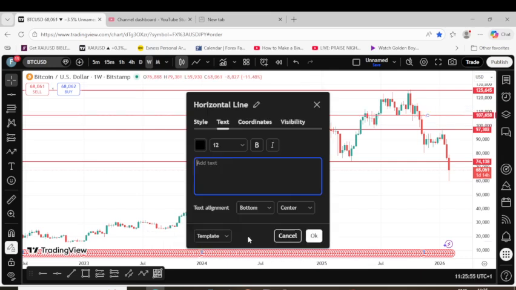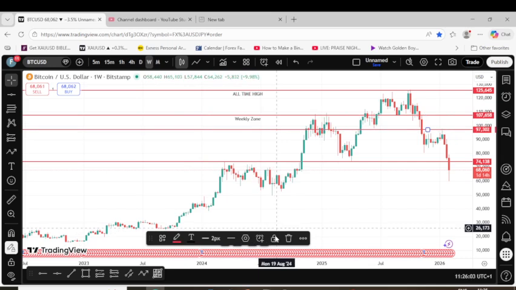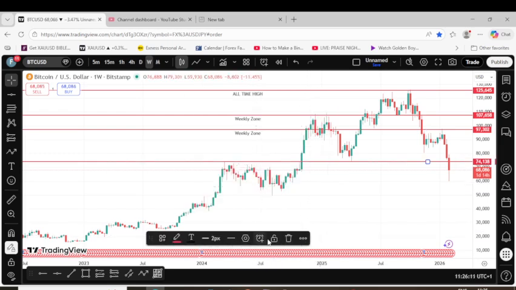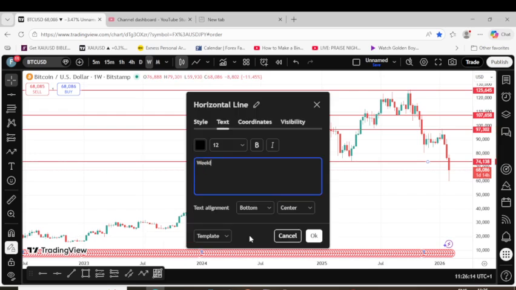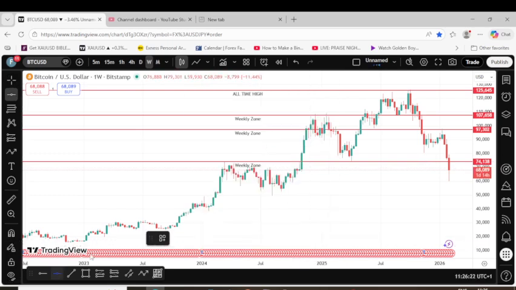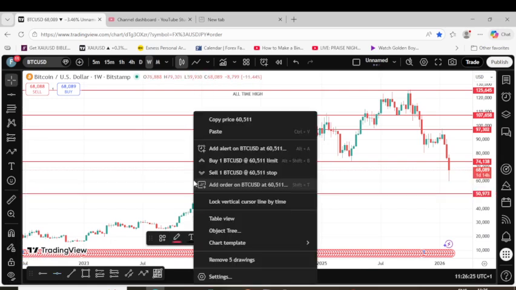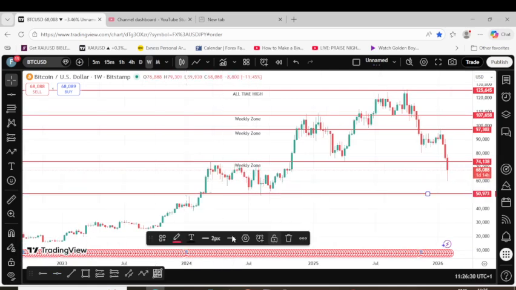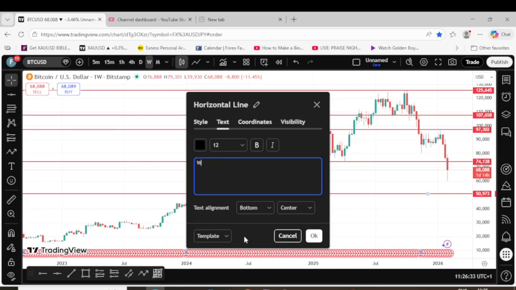These other ones will be my weekly zones. So this is a weekly zone. Here we have another weekly zone, and here we have a third weekly zone. So we have another weekly zone here. So the next thing we would want to do usually is to draw a trend line.